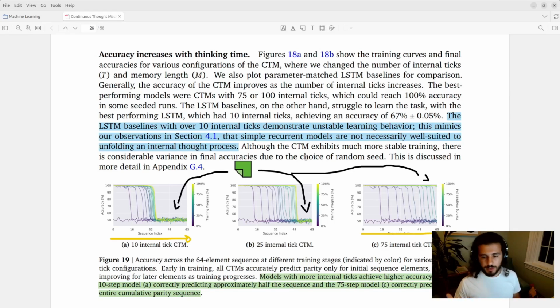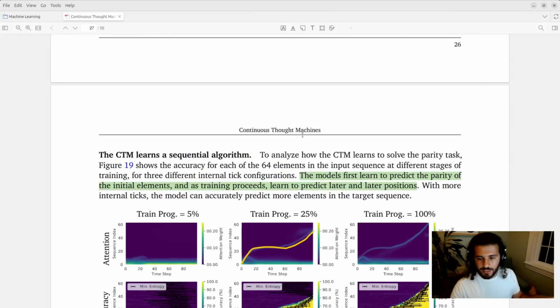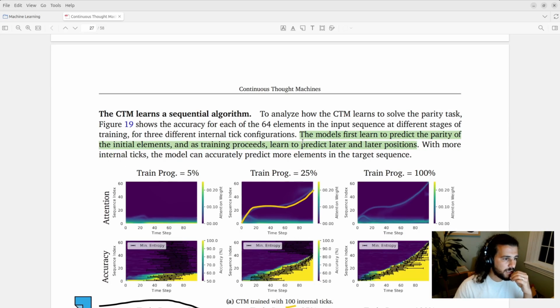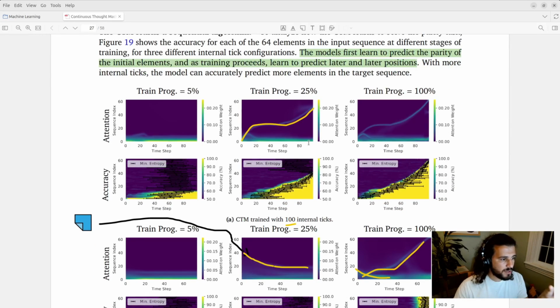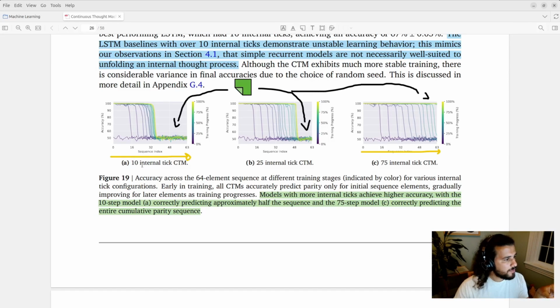The whole point is that the accuracy can increase when it has more thinking time. Their main claim here is that it actually learned an algorithm to be able to do it, and you can change the algorithm based on how much thinking time you give it. If we look closely, when you only have 10 internal ticks, you can go up to, I don't know, 30 sequence index, but then it falls off, which makes sense because it doesn't have enough ticks to do the work. And at 75, it just has enough time to always get it right, even with a 64 or 65 sequence length.